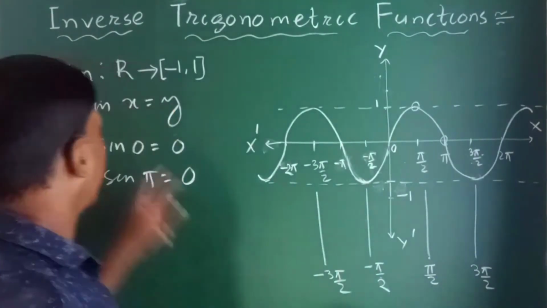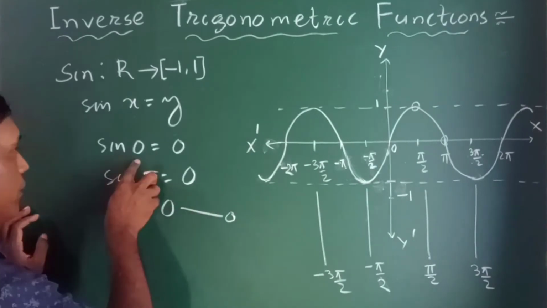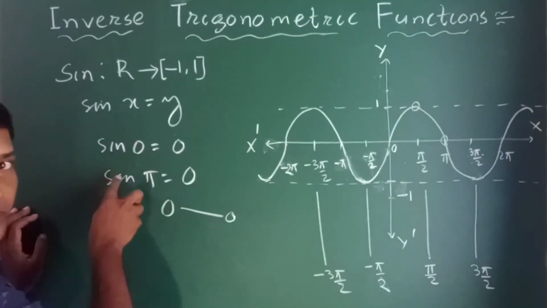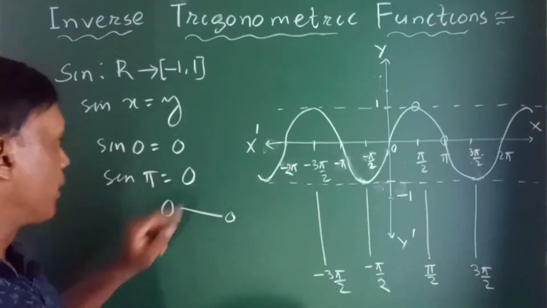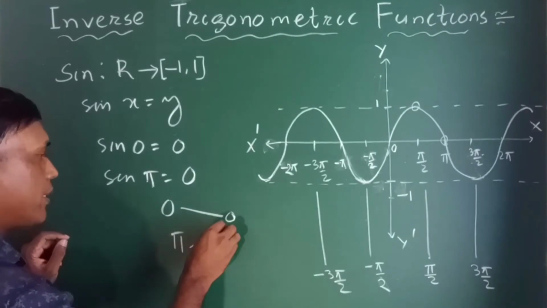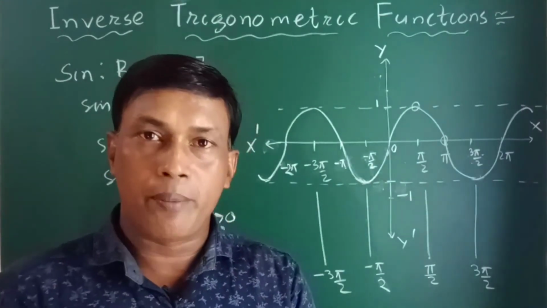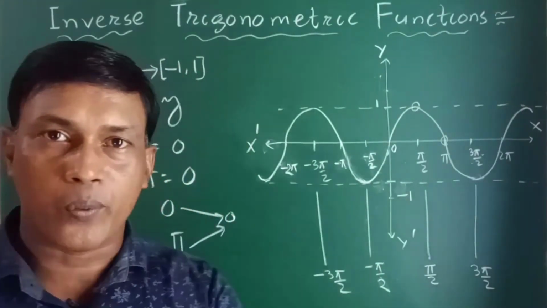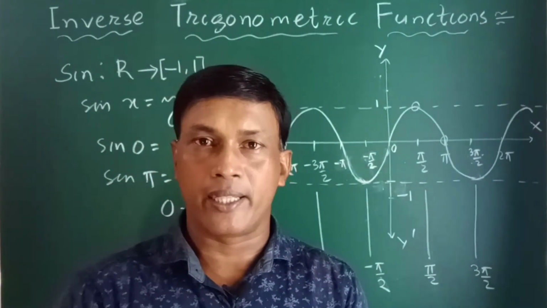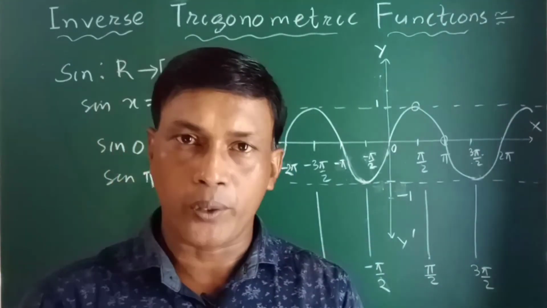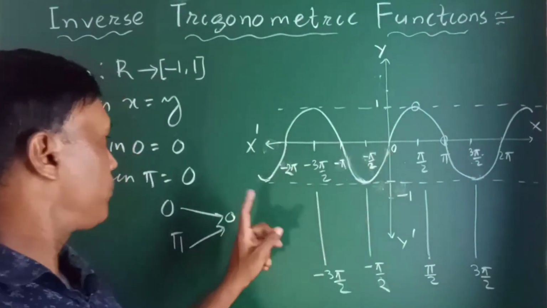Sine is a function where 0 is related with 0. The image of 0 is 0 under the sine function, and also the image of pi is 0. That means these two elements have the same image. If two elements have the same image, then this is not one-one, not injective. If a function is not one-one, then it is not bijective. Bijective means one-one and onto, both surjective and injective should hold. But here the image of 0 is 0, and the image of pi is 0.